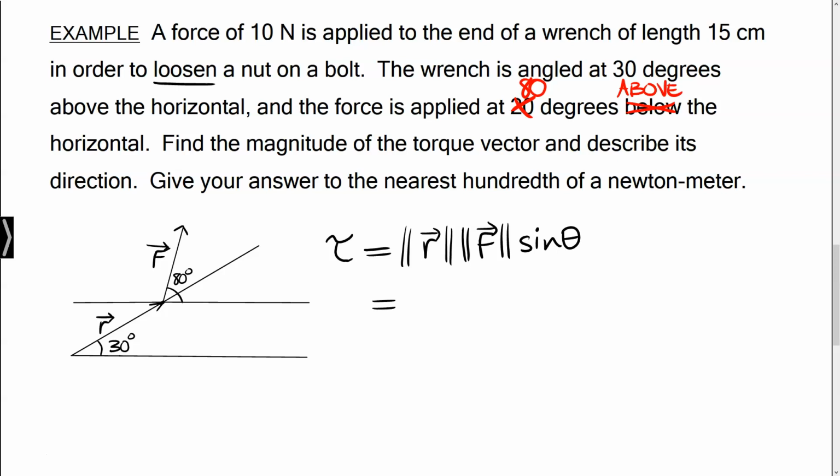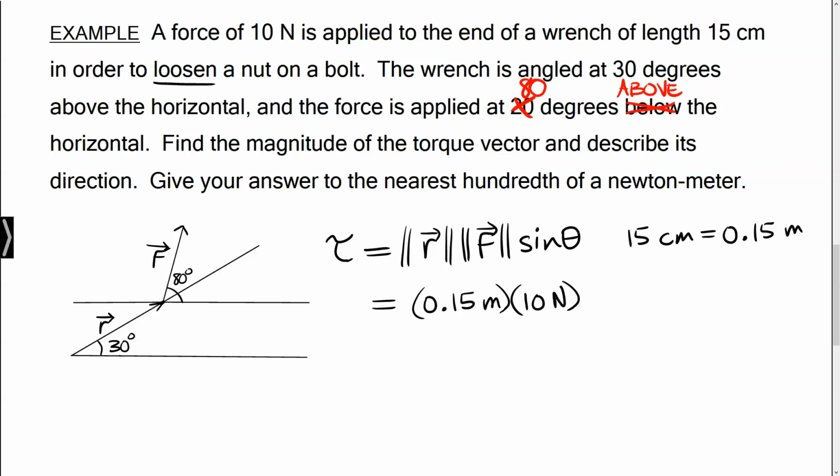Okay, so a couple things to be careful of here. The magnitude of R, if we want our units to be in Newton meters, we have to realize that 15 centimeters is 0.15 meters. So 0.15 meters times the force. Now the force was 10 newtons. Okay. Times the sine of theta. Now we have to figure out what theta is.